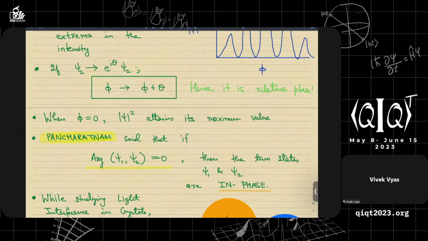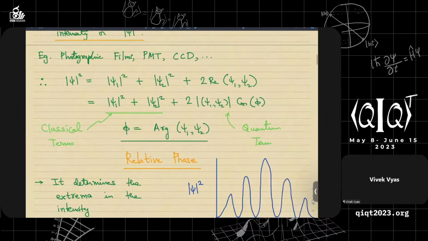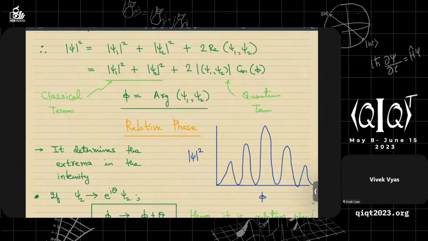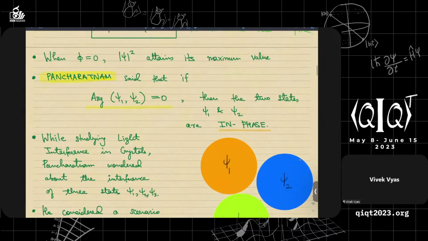What essentially he's telling us is that it corresponds to the intensity maxima. That is, when this term is 1, I made a mistake earlier. When cosine is 1, that is the maximum intensity that you are going to find. And this is the famous Pancharatnam in-phase condition.